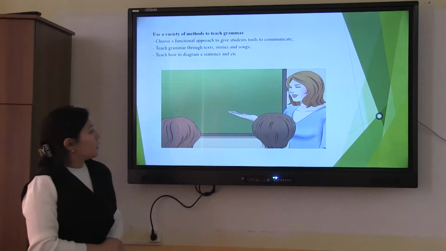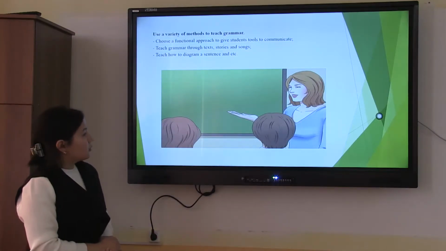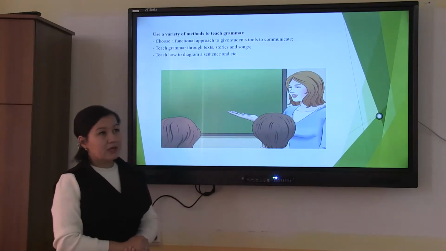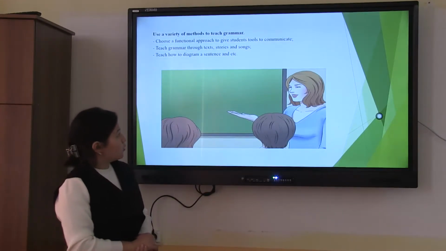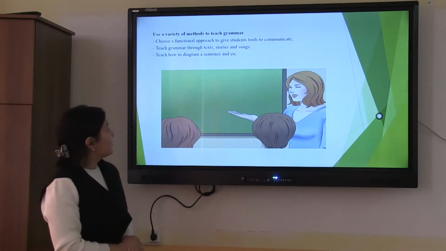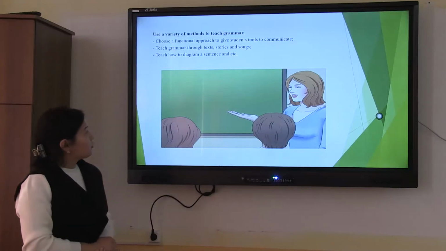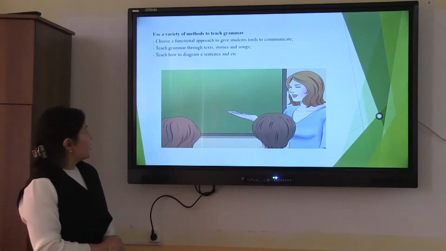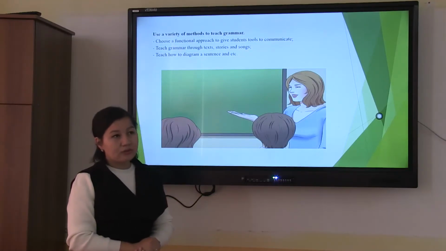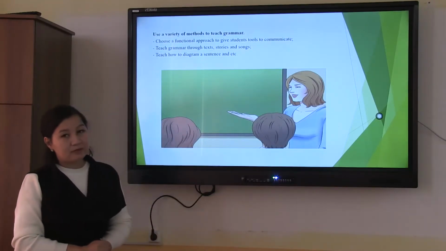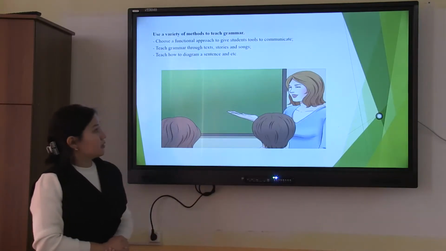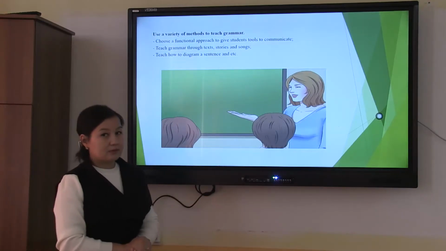Okay, good. Before, we were talking about inductive and deductive approaches. There are also other varieties of methods, for example, the functional approach, teaching grammar through texts, stories, and songs, and diagramming a sentence. These methods are also very useful and effective in teaching grammar. The functional approach gives students the opportunity to communicate.